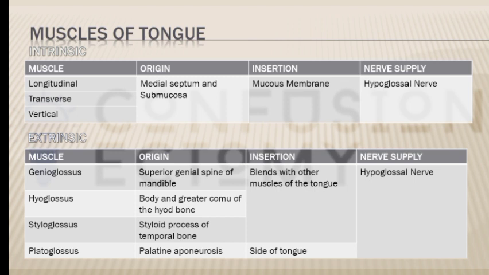First we'll discuss the origin and insertion of these muscles. The origin of these muscles is the medial septum and submucosal layer. These muscles insert at the mucous membrane, and the nerve supply of these muscles is the hypoglossal nerve. In the next slide I will explain these muscles.